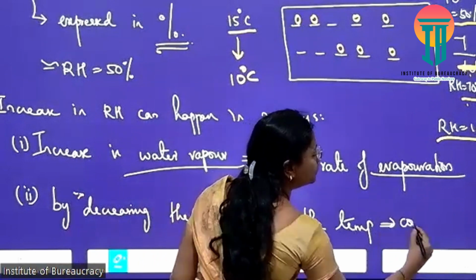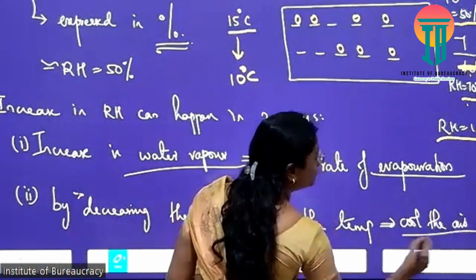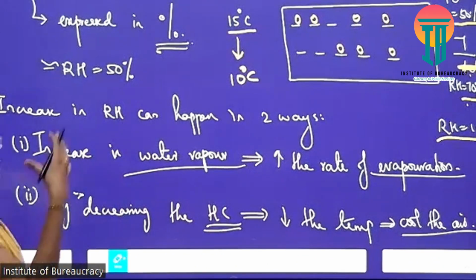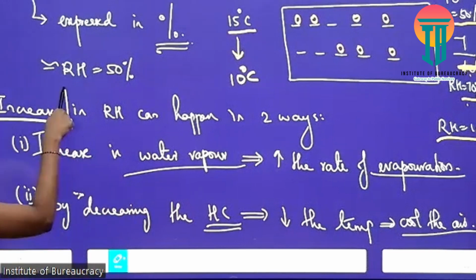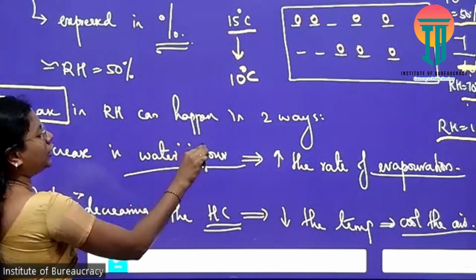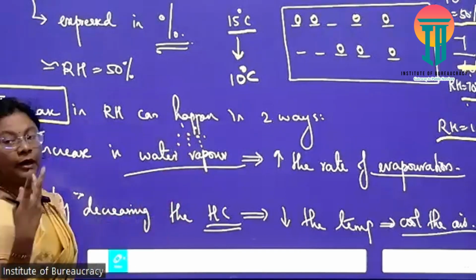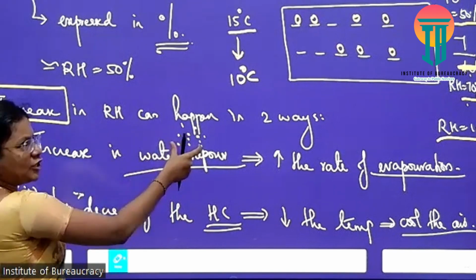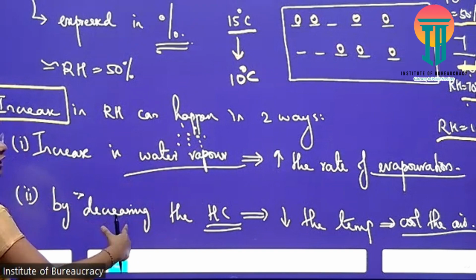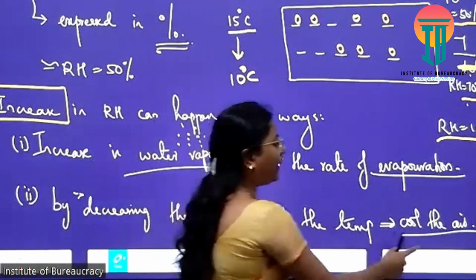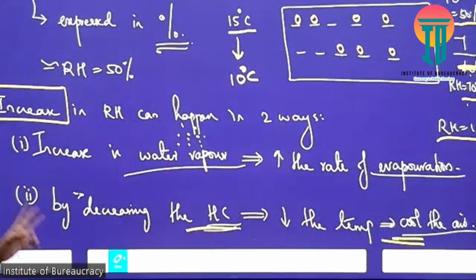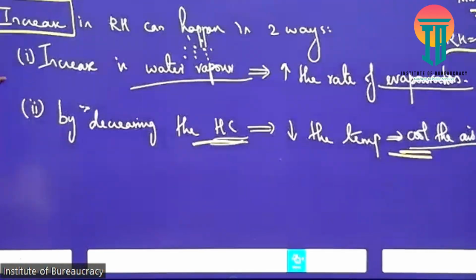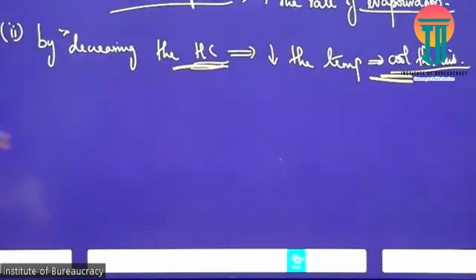or when you cool the air. So the relative humidity of a parcel of air can be increased in two aspects. One, increase the actual water vapor content in it. How can that be done? If evaporation is high, that is possible. Otherwise, if we cannot change the water vapor at all, we can reduce the humidity capacity of the air by cooling it. So in two aspects we can increase the relative humidity. It is very relevant because this forms the very basis of your condensation process.